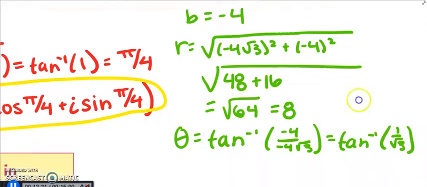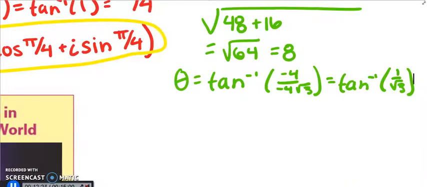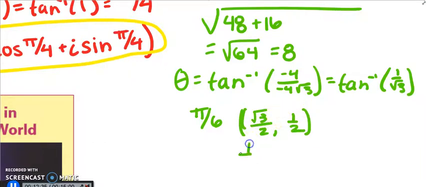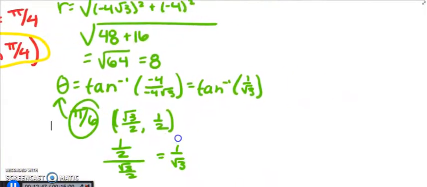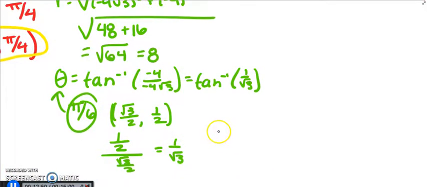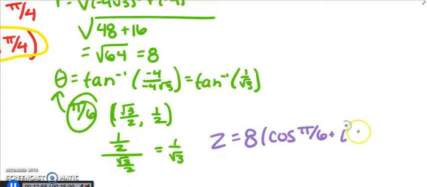So we want to say, where is my tangent 1 over square root of 3? You basically have two options, 30 degrees or 60 degrees, pi over 6 or pi over 3. If you just pick one and start looking at it, if I found the tangent of this, I would do y over x, and you can see that that would reduce to that, which is what I have. So that is my answer for theta. And now I just need to plug it into the form. So z equals r cosine theta plus i, don't forget that i, sine theta. And that's your answer.